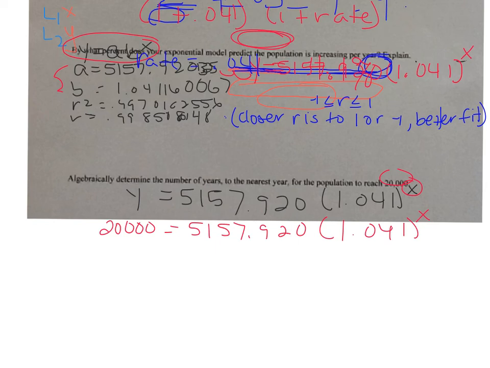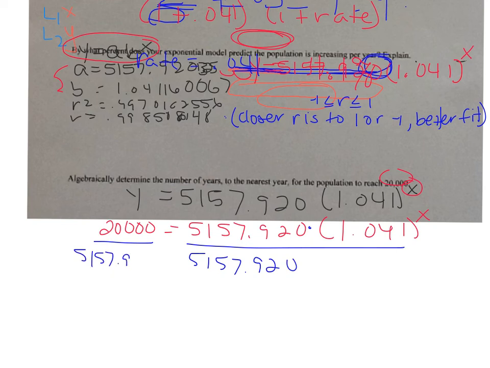Now you should realize right away at this point in the course that you are solving for an x value and your x value is in your exponent. You should realize right away that at some point you're going to have to use logs. All right, so this is times. To get rid of the times, we'll divide both sides by 5157.920. All right, so we get rid of that. So we have 1.041 raised to the x power equals 3.87753228.